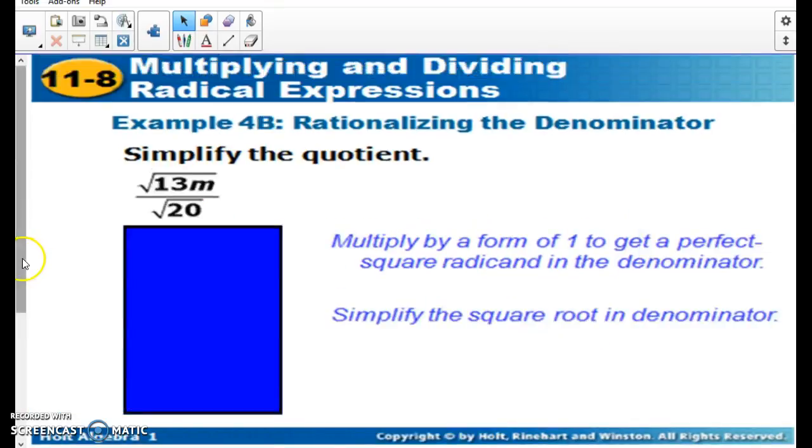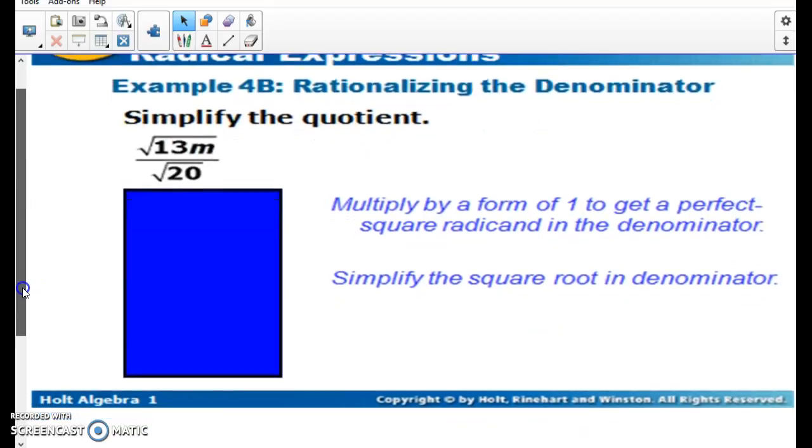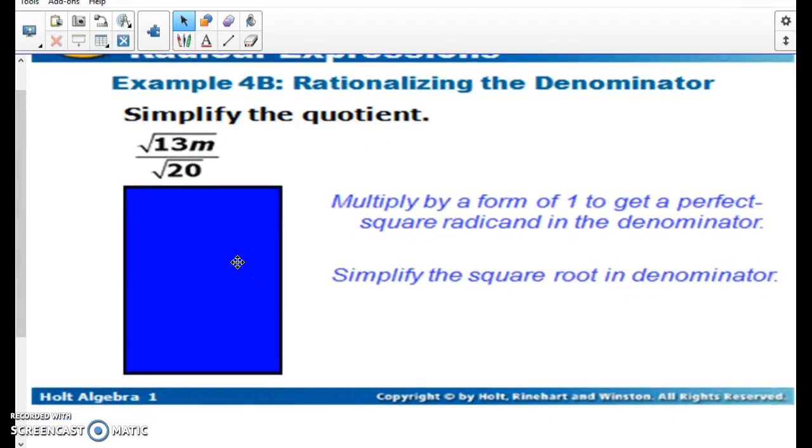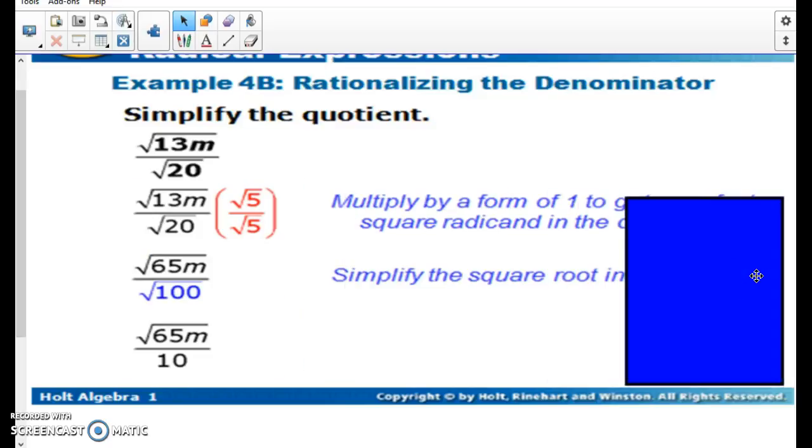For a problem like this, I have square root of 20 on the bottom. I could multiply by square root of 20, but that's going to give us a really big number. And there's a simpler way to get to a perfect square that we know, and that's by multiplying by the square root of 5, because 20 times 5 is 100. Okay, so then I multiply both sides by 5, so I'm left with 65m on top. 20 times 5 is 100, and I know square root of 100 is 10.